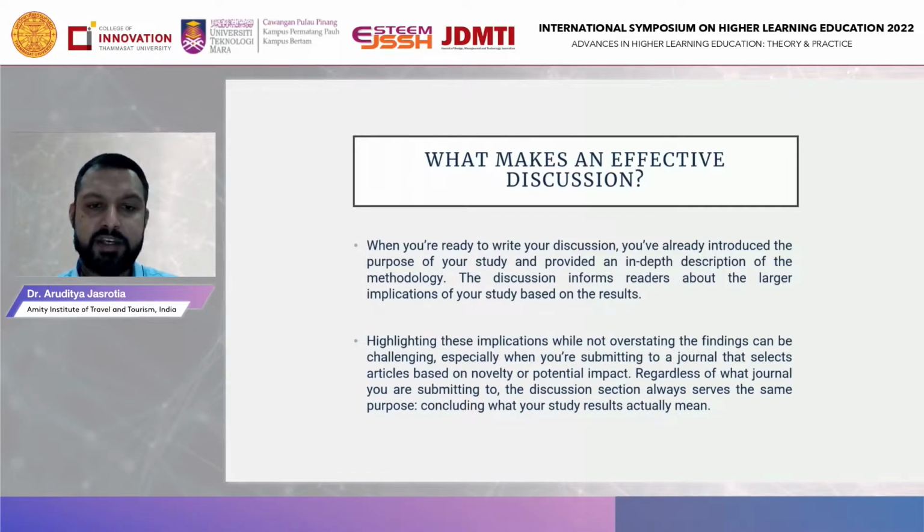So highlighting the implications while not overstating the findings can be a challenge in a research paper. And you should try not to overstate your findings in the discussion part. Regardless of what journal you're submitting to, the discussion section always serves the same purpose. It basically concludes what your study results actually mean. In discussion, you are showing what is the meaning of your results.